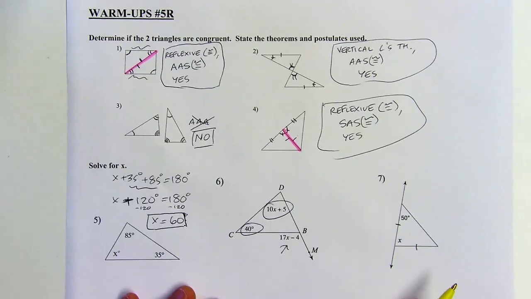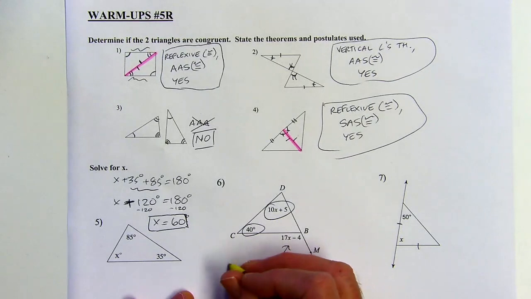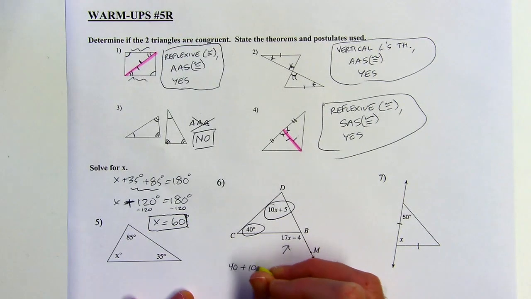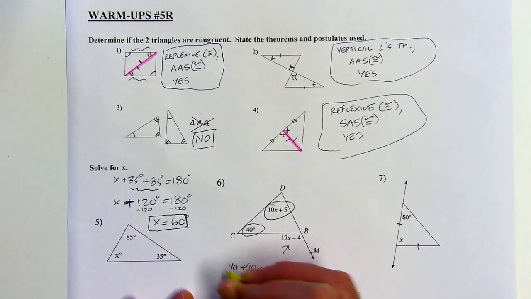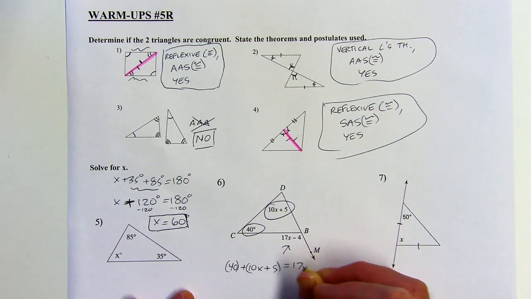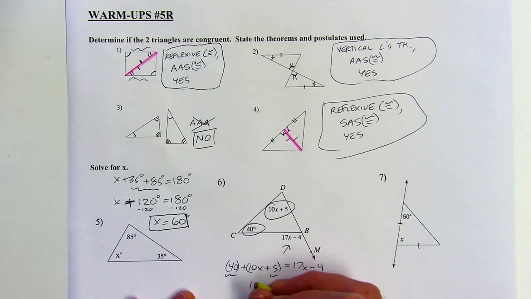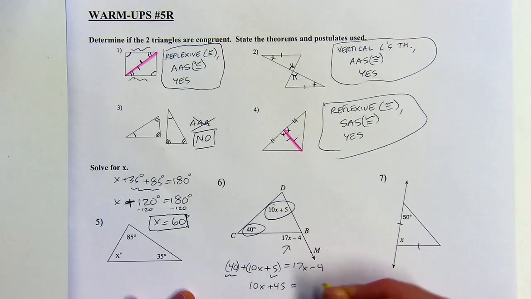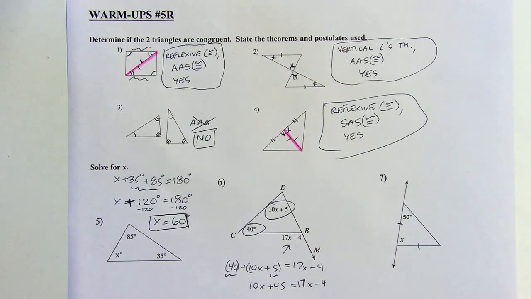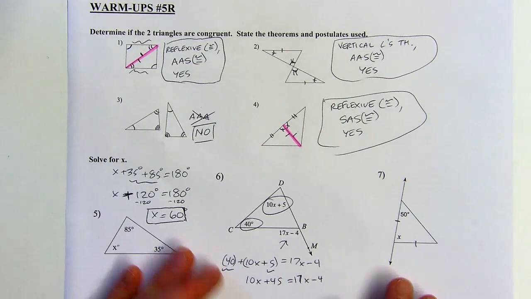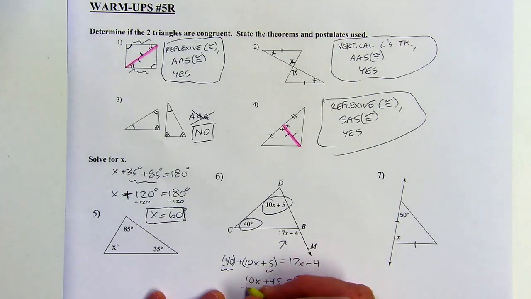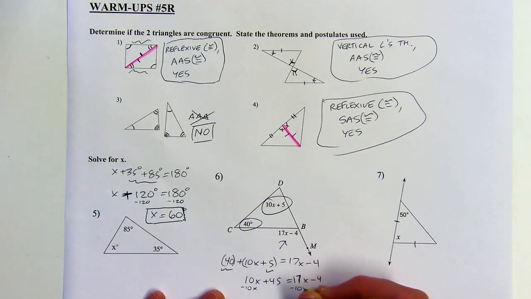So here I can say 40 plus 10x plus 5 is going to equal 17x minus 4. Okay? So on the left side, I'm going to combine the 40 and the 5. Okay, and then I want to start combining other like terms. These are like terms, and so are those. They're just not on the same side of the equal sign. So I think I'll start by subtracting 10x from both sides. So 45 is going to equal 7x minus 4.